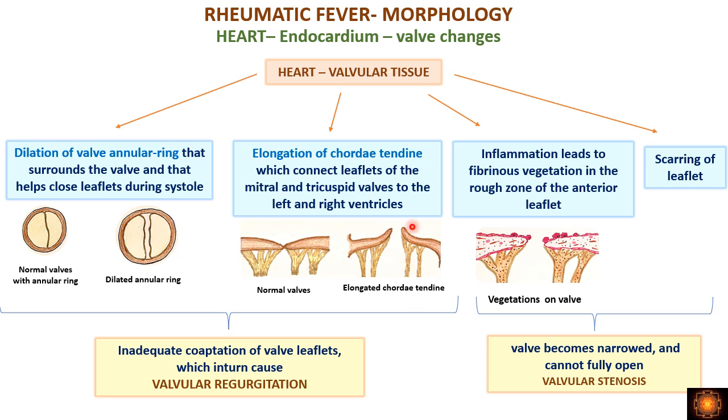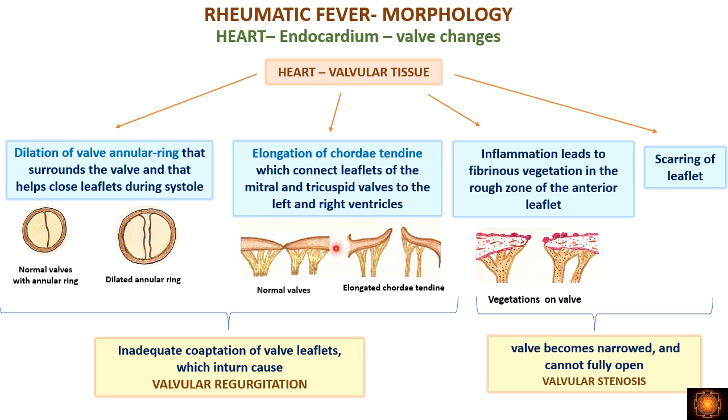Then what are the changes in the endocardium? So we have seen pericardium, bread and butter pericarditis. In the myocardium, we have Aschoff bodies. Then in the endocardium, we have certain valvular changes. As the myocardium is damaged, there is dilatation of the annular ring. If the annular ring is intact, both the valves will close correctly so that the blood doesn't leak out. And when there is dilatation of the annular ring, both the valves cannot close properly and you have a space in between. So this causes regurgitation.